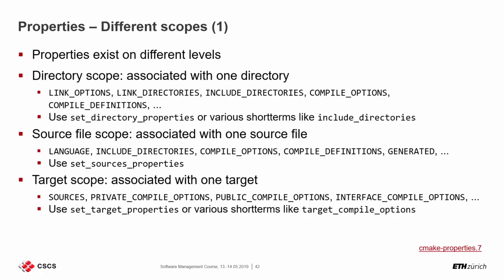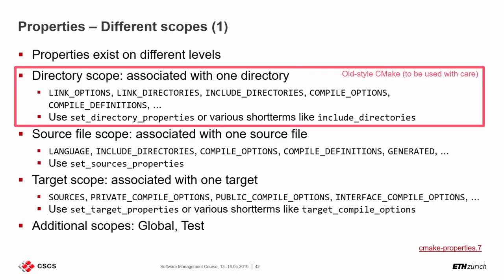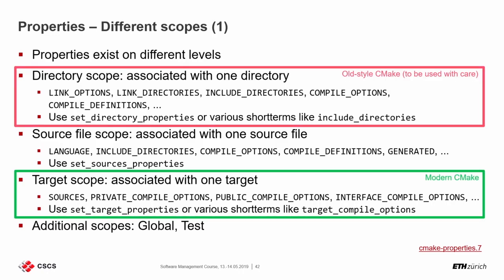And basically, directory scope is the old-style CMake way to do it. And the target scope is the one that we try to use today. We use set_target_properties or those shortcuts like target_compile_options. There are also other scopes for tests, and there is a global scope which only has 2 properties or so, which is not really important.